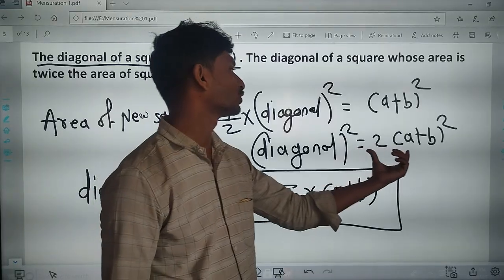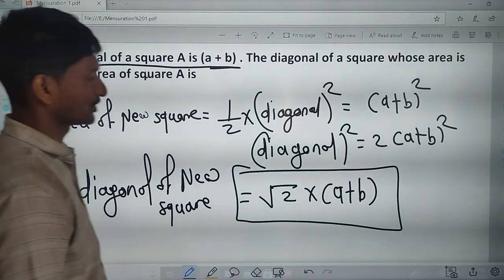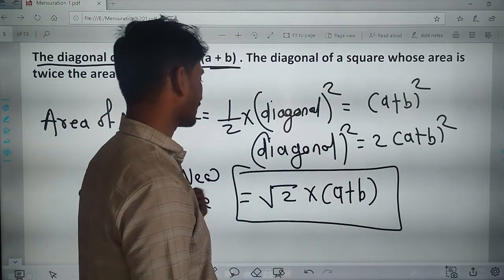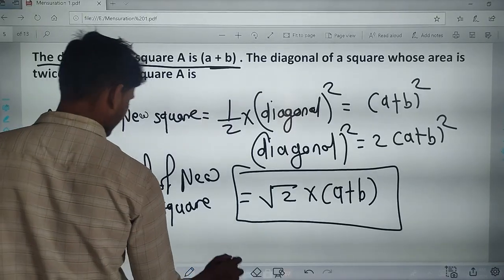Then diagonal square is equal to 2 into (A plus B) whole square. We take the square root on both sides. Then diagonal is equal to root 2 into (A plus B).